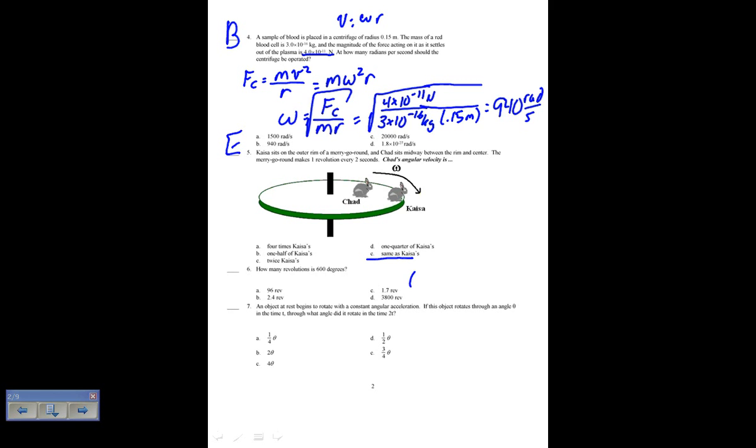How many revolutions is 600 degrees? Well, I just say 600 degrees. Simple conversion, 360 degrees in 1 revolution, and that gives me 1.7 revolutions. That's C. An object at rest begins to rotate with constant angular acceleration. If this object rotates to an angle theta in time t, what angle does it rotate in time 2t? Theta is 1/2 alpha t squared. If I double t, that quadruples theta because t is squared. So 7 then is C.